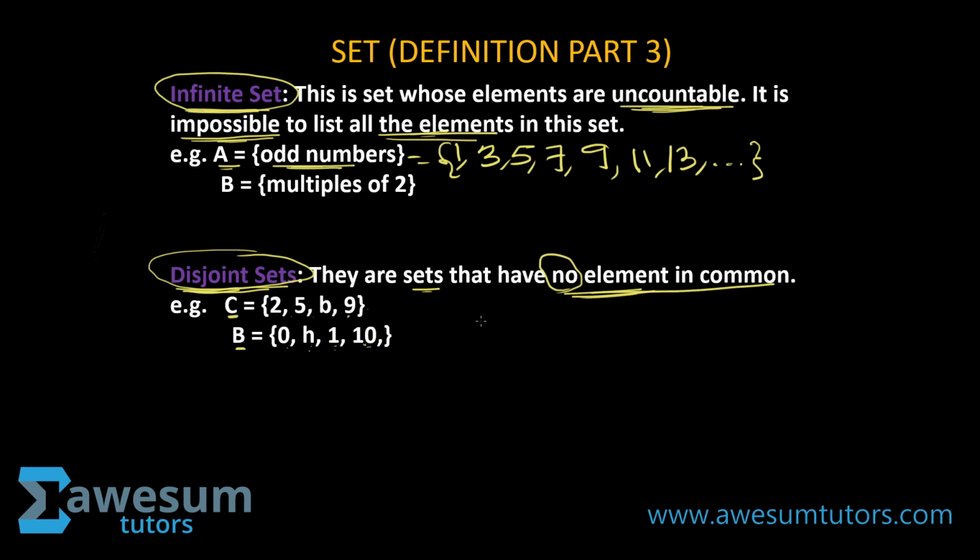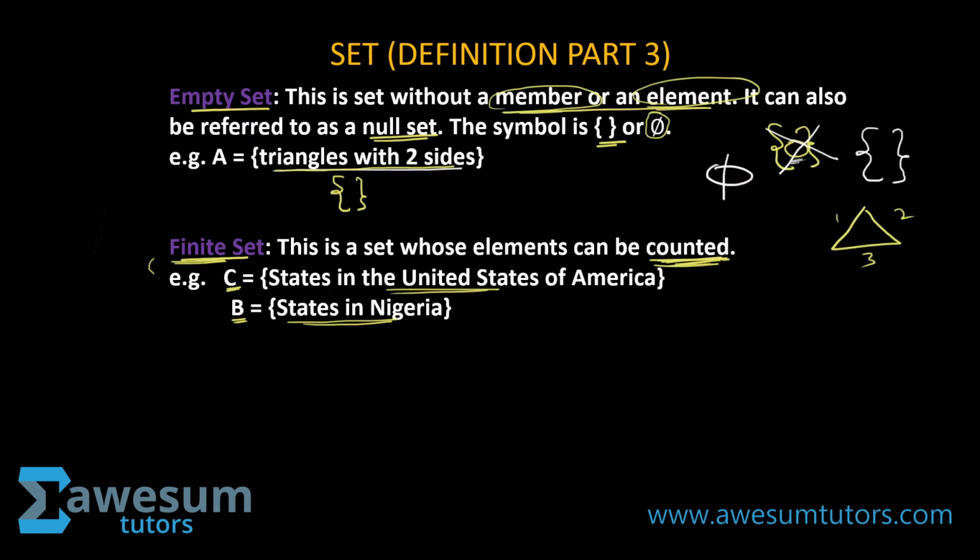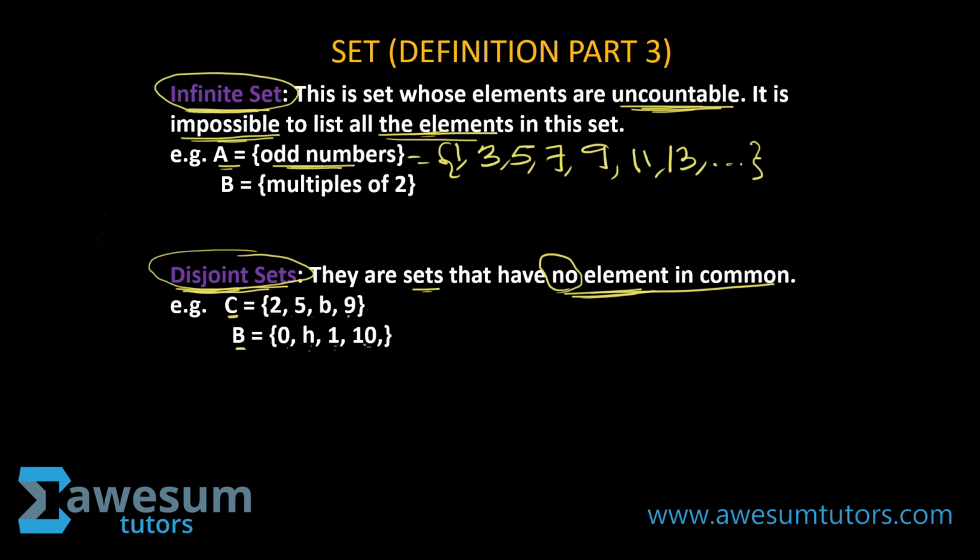All right, guys, I hope you understand the definition of these terminologies. We have looked at what an empty set is, a finite set, infinite sets, and disjoint sets. In the next class, we are going to be looking at the union and intersection of sets.